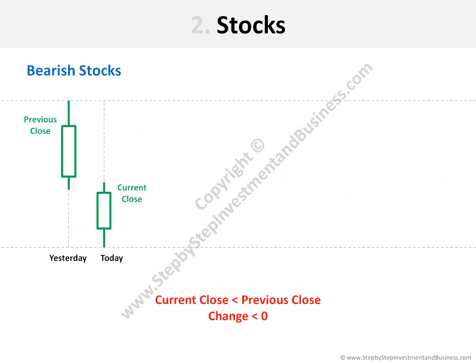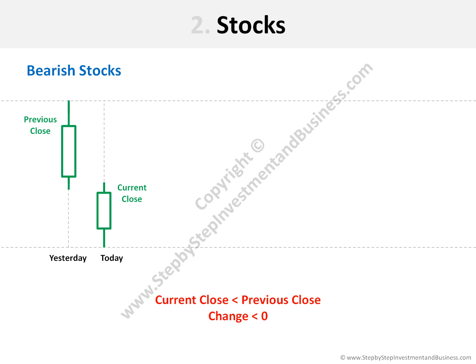Now, let's do the same analysis but with bearish stocks. We have a bearish stock when its current close is lower than its previous close. That is, when the change, which is the difference between the current close and the previous close, is negative, less than 0.